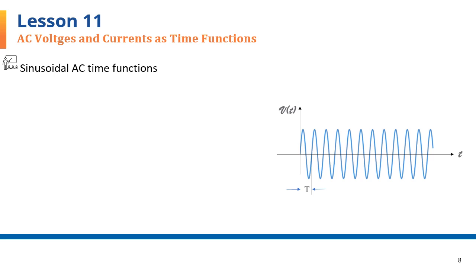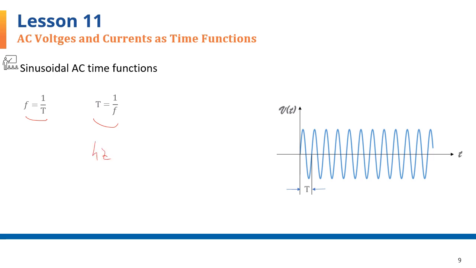There is a simple relationship between time t in seconds, this time period, and the frequency f in cycles per second. They are actually inverses of each other. So we can write f equals 1 over T or T equals 1 over f. The common name for cycles per second is Hertz, which is abbreviated to Hz.